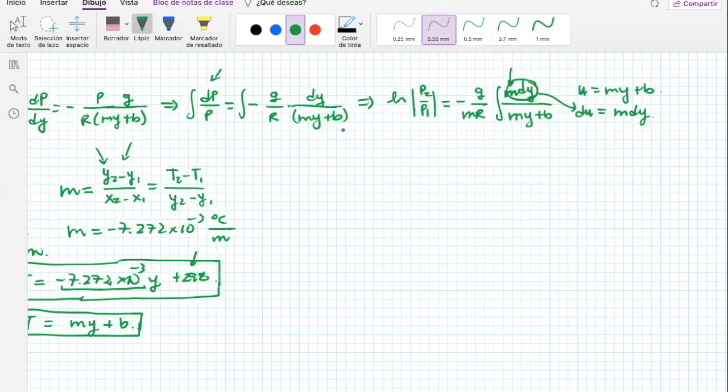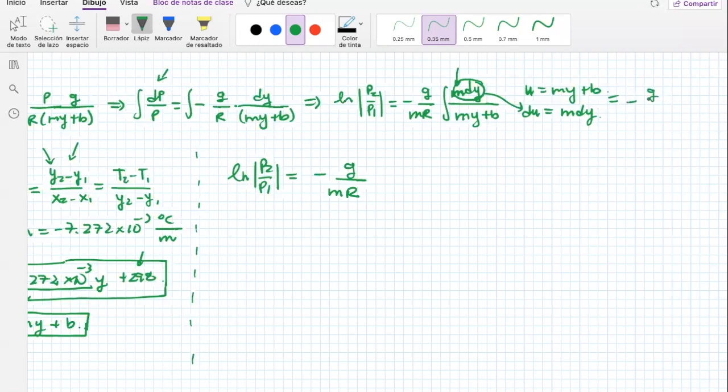That's what I'm going to do, and therefore I'm going to write it here. So logarithm of p2 divided by p1 equals minus g m r. Okay, and so I'm just going to do this integration because it's already set up for it: minus g m r, integration of du divided by u.